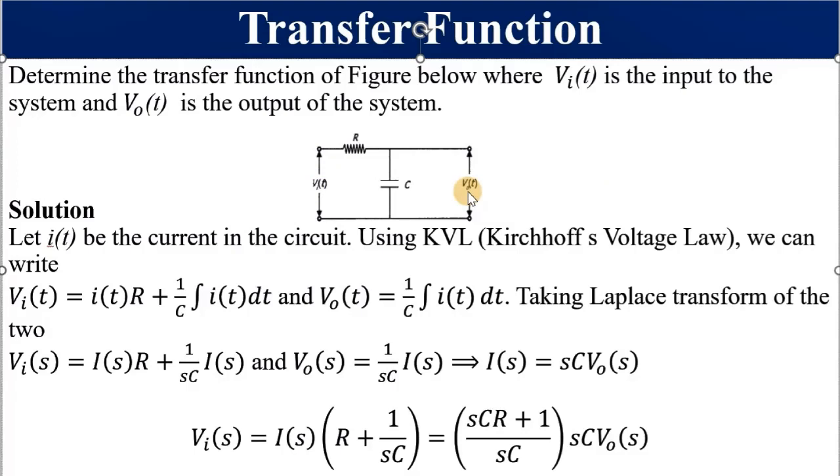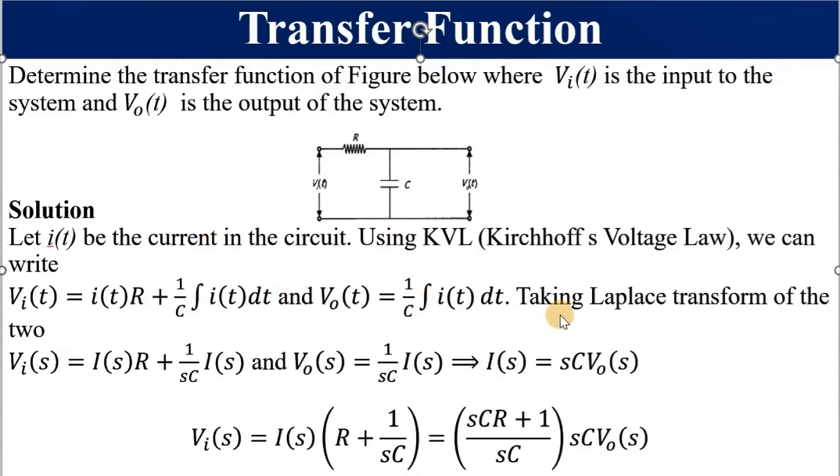Guys, remember your Kirchhoff's voltage law as well as Kirchhoff's current law. We are saying let i of t be the current in the circuit. The symbol of current is capital letter I, but because this is an instantaneous current, it is represented by small letter i. Using Kirchhoff's voltage law, the input voltage is equal to the drop across the resistor R, which is i of t times R, plus the voltage drop across the capacitor C, which is found by multiplying the integral of current i of t by 1 over C, where our V out is the voltage drop across the capacitor, and it is this voltage there.